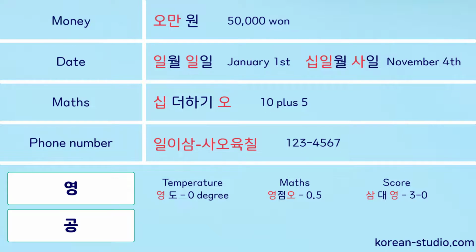공 also means 0, but its sole use is to talk about 0 in phone numbers. So if someone's phone number was 301, we would say 공 삼 공 일, and we would never say 영 삼 영 일. And interestingly, to say 007 in Korean, we say 공공칠. So that's another use of 0, 공.